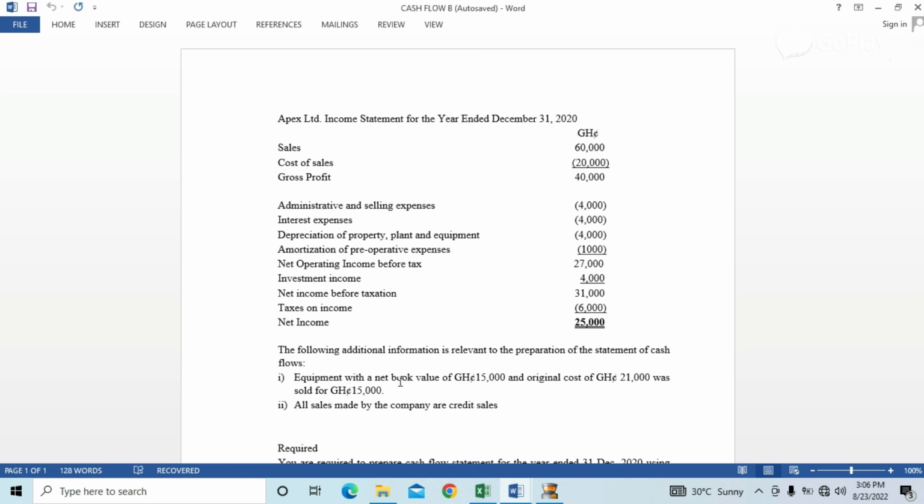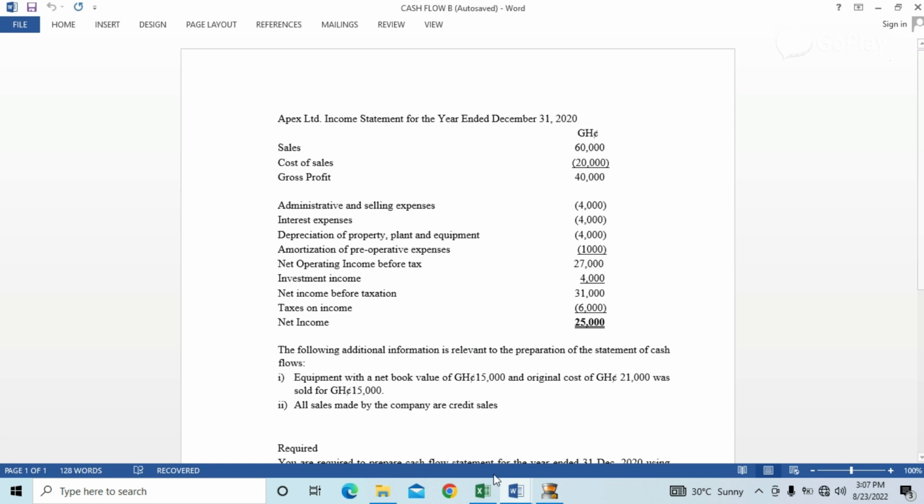So this means that the 21,000 was the cost at 2019. Then the 15,000 was the net book value at 2020. Okay, so it means that it has depreciated by 6,000, but it was sold for 15,000. So our interest is looking at how much the organization received from selling that fixed asset, or how much the organization gained from disposing the fixed property, which is 15,000. So it was disposed of for 15,000.